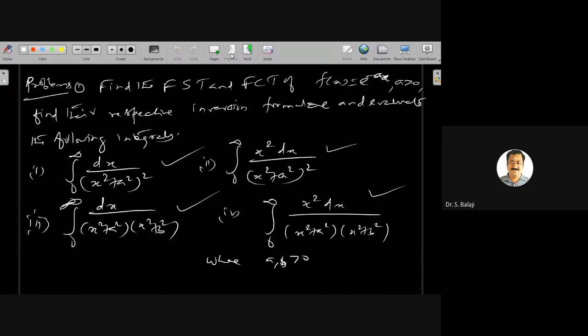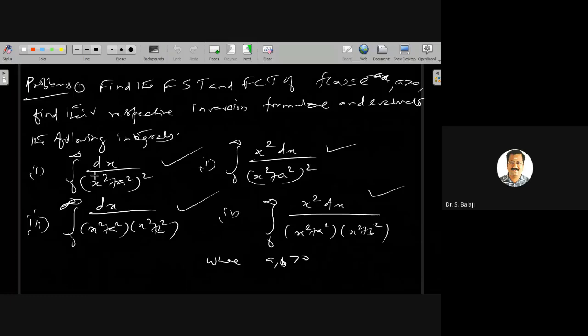Further, what are the things we have to identify? You see the question here: find the Fourier sine and cosine transform of f of x equal to e power minus ax, a greater than 0. Find the respective inversion formula. The respective inversion formulas you have just completed, and now you have to evaluate these four integrals.